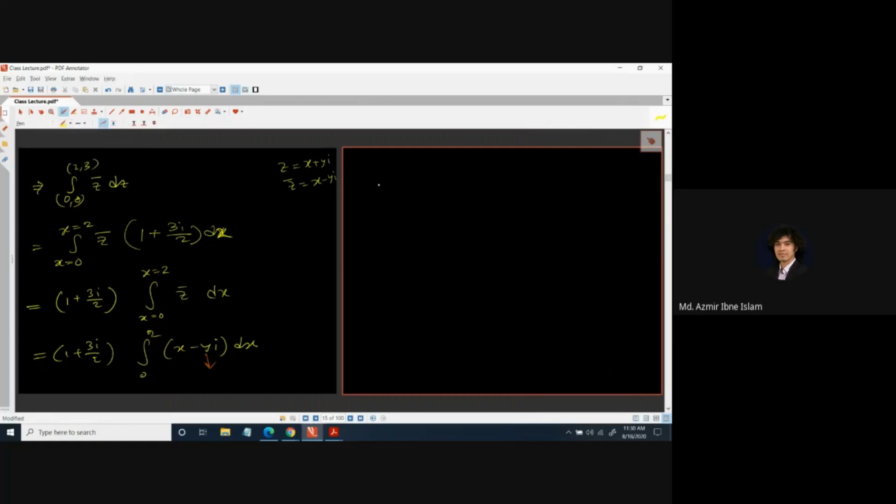So here we are getting (1 + 3i/2) integration from 0 to 2, x minus 3i over 2. Let me check again. Sorry, 3x over 2. It is 3x. 3x over 2 dx. So here we have 1 + 3i/2.